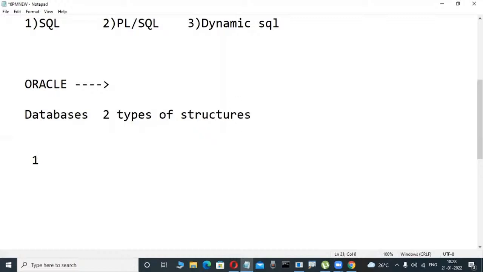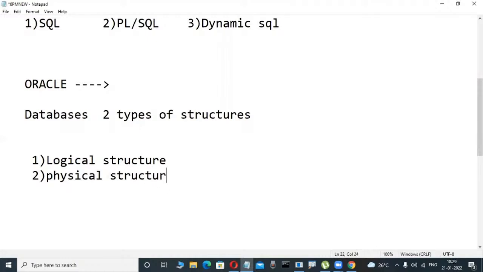Does anybody have an idea? Suppose you are taking Oracle, SQL Server, MySQL, DB2, any relational database software you are installing in your system, two types of structures are there. One is the logical structure. Database means it is a place where we can store structure. So one is the logical structure, and another one is the physical structure.